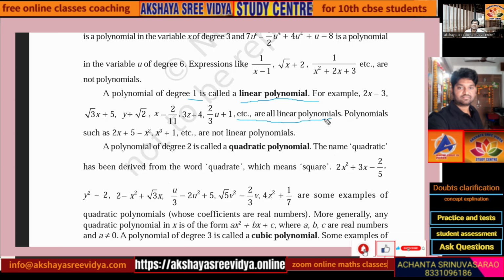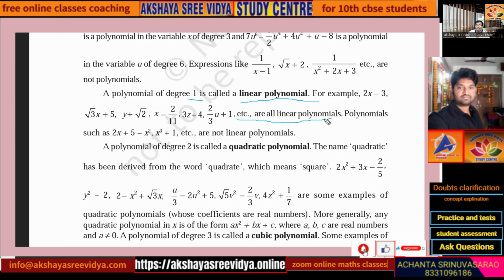Polynomials such as 2x plus 5 minus x square, x cube plus 1, etc. are not linear polynomials, because only a polynomial whose degree is 1 is called a linear polynomial. Okay, if the highest power of x is 1, that is called a linear polynomial.